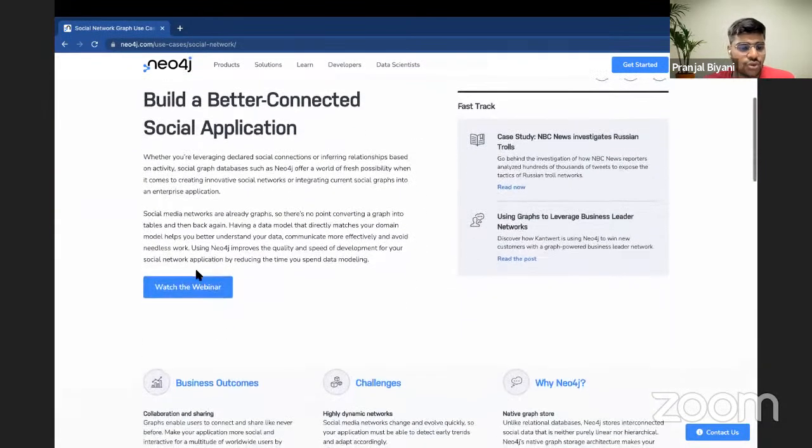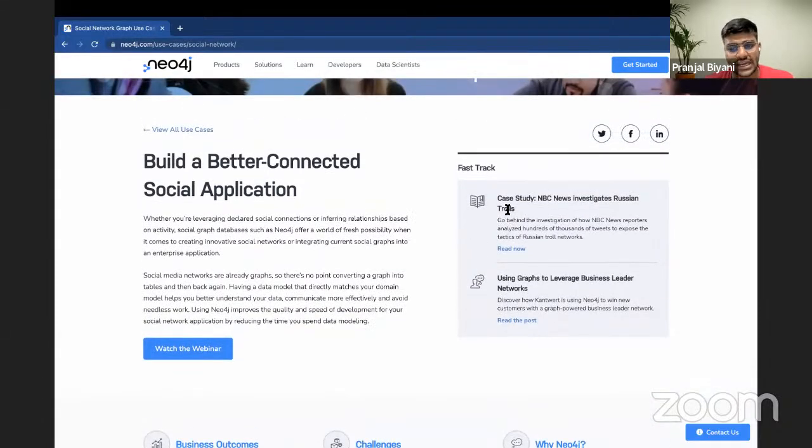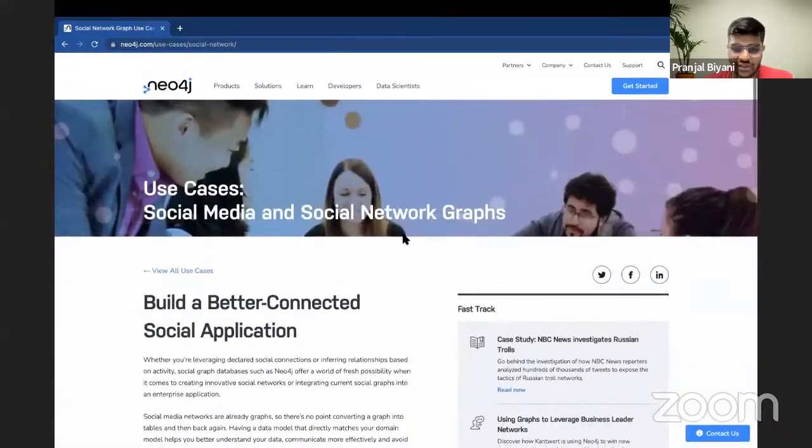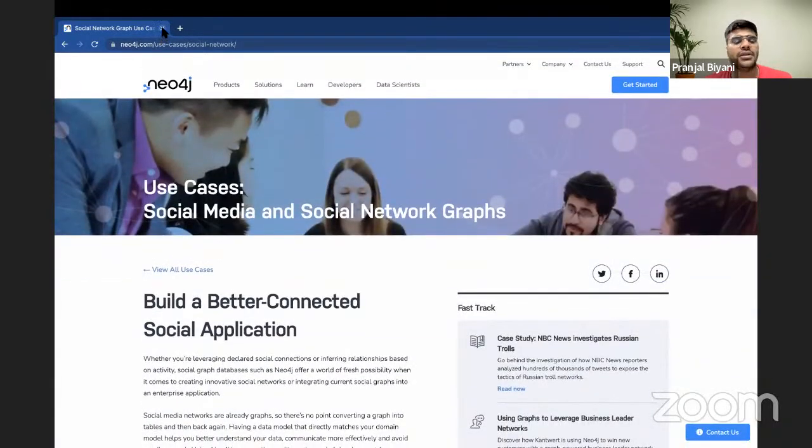Right. Once you click on a use case, you can actually watch the webinar that they have conducted. You can also go through the case study. You can go through code examples, business outcomes, challenges, and everything. Okay, so you will find it online. But if you want a use case directly from us, from Inside AIML, let us know. We'll try to plan another webinar where we'll go through a practical example of the same.